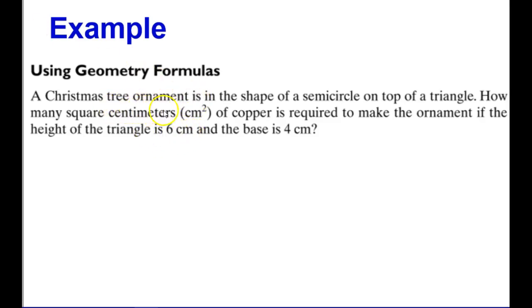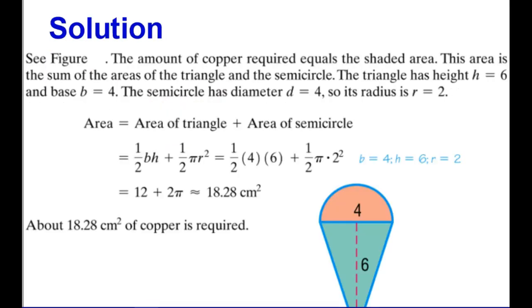So, a Christmas tree ornament is in the shape of a semicircle on top of a triangle. How many square centimeters of copper are required to make the ornament if the height of the triangle is 6 centimeters and the base is 4 centimeters? I know because it's square centimeters, I'm dealing with area. So first thing we always do is to draw a picture. So here's the picture. The base of my triangle was 4 and the height of my triangle was 6.